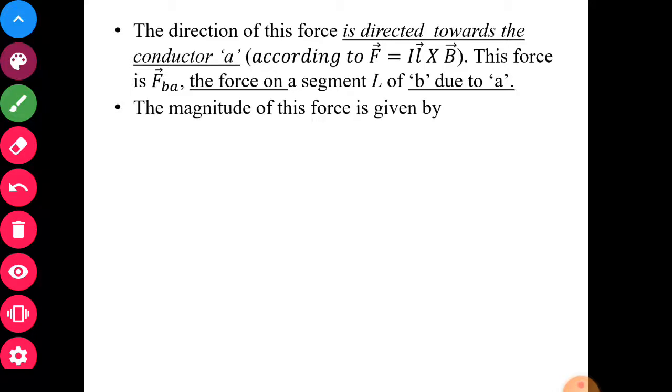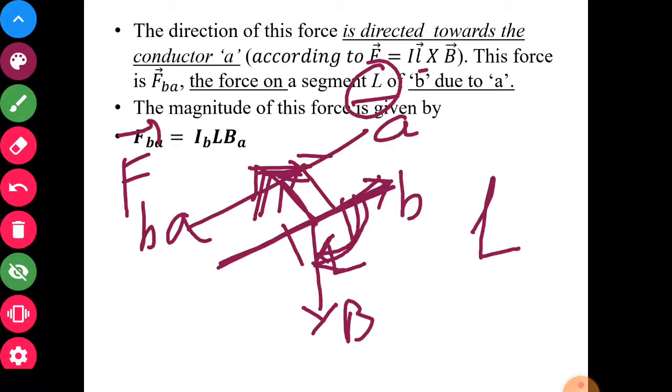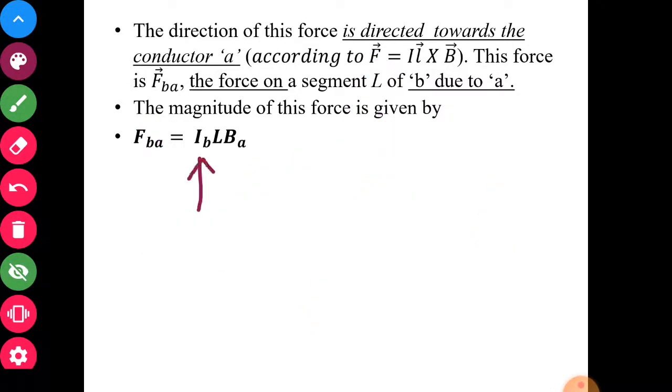The magnitude of this force is given by IL cross B, so it is ILB sin theta, and as you see, length and magnetic field are perpendicular to each other, so theta is pi by 2. So the force acting on current carrying conductor B is nothing but I, that is the current in the B conductor, length of conductor L, and the magnetic field of A. That is, the magnetic field of A is producing the force on current carrying conductor B.